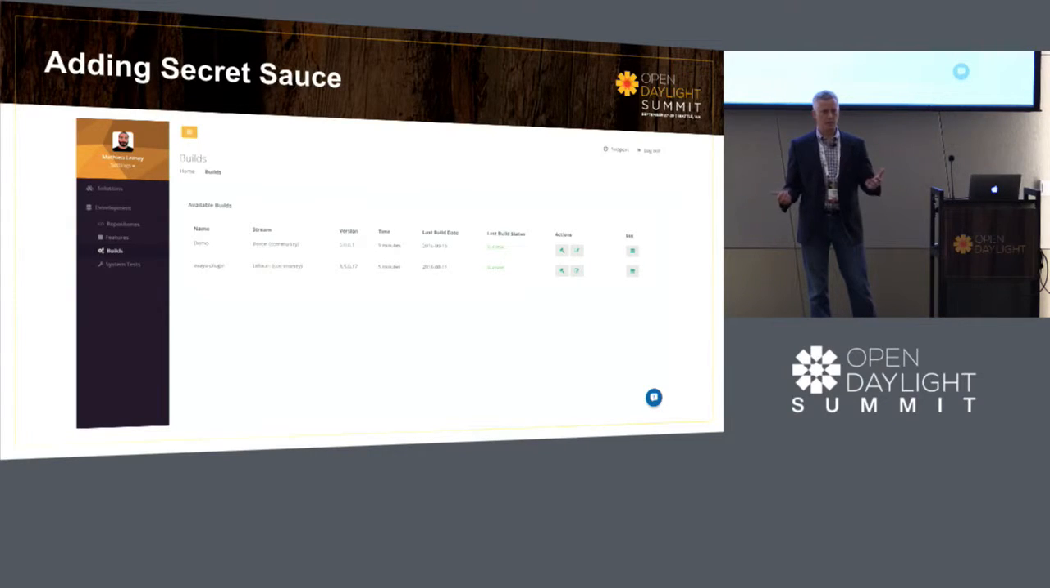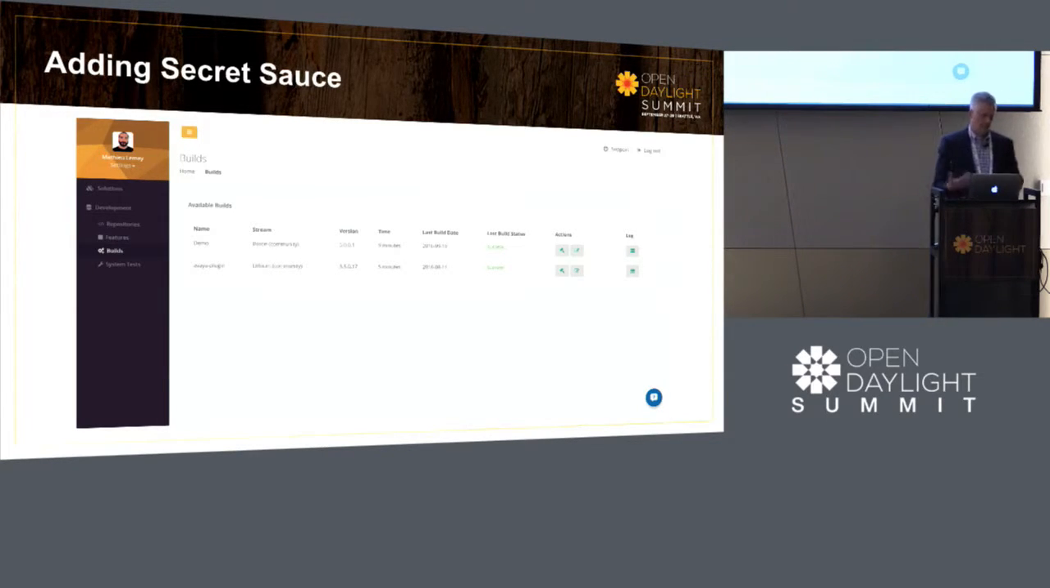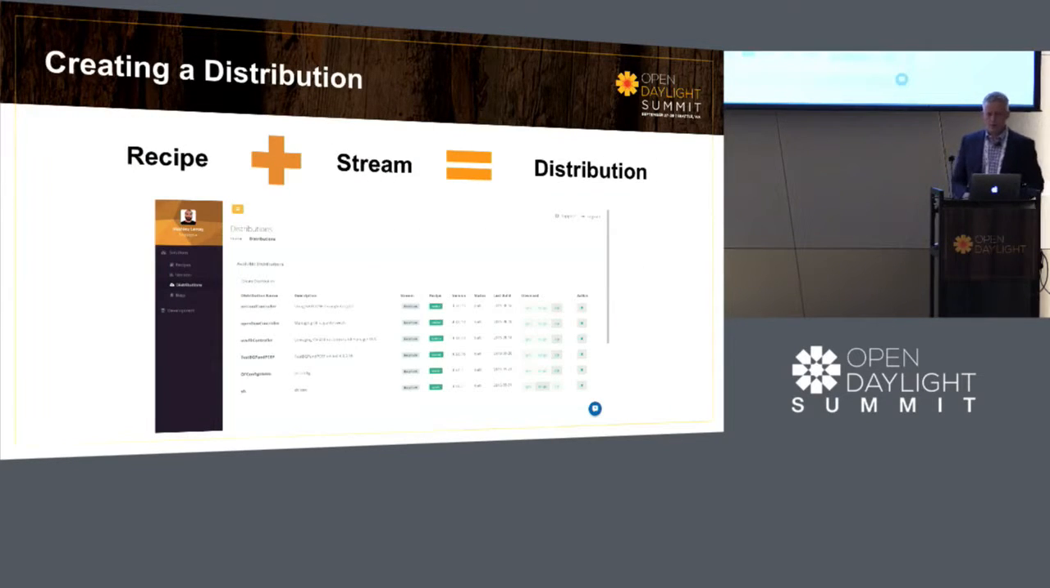So the recipe becomes not only what is maybe specific for this use case for ODL, but it's something that could include, say, additional security metrics or specialized clustering, load balancing type of support, etc. So that's where you can add that in. And what that ends up becoming is a distribution. We like to say that a recipe plus a stream equals a distribution. And then that is where you can download those different distributions, and you could create and download those distributions based on the recipe.